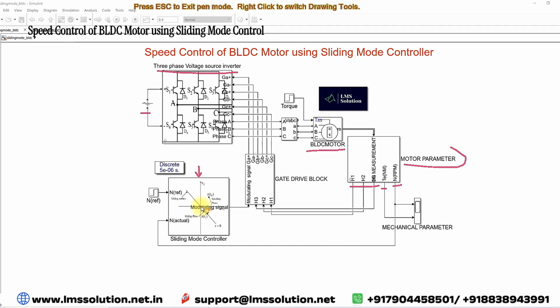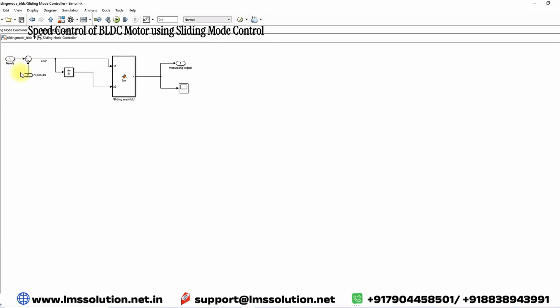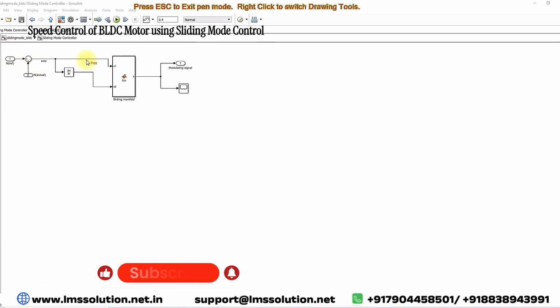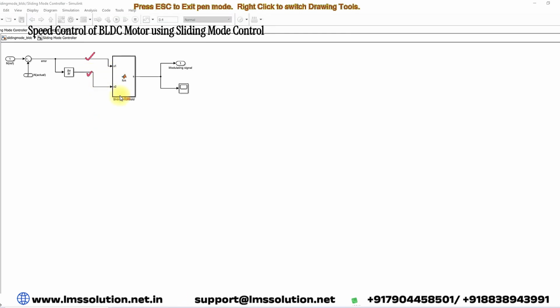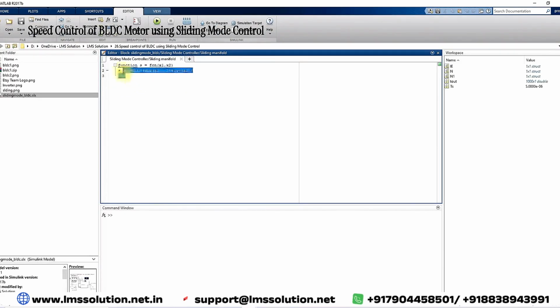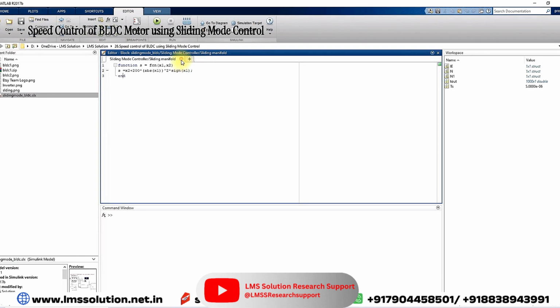The sliding mode controller receives two inputs. One is reference speed, another one is actual speed. After comparison of reference speed with actual speed, we have error voltage and then rate of change of error that will be processed via sliding mode control x1 and x2. Inside this function, we return the sliding mode surface. This is a surface of the sliding mode controller S, which is equal to x2 plus 200 into absolute value of x1 power 2 multiplied with the sine of x1. So this is a sliding surface for that sliding mode controller.